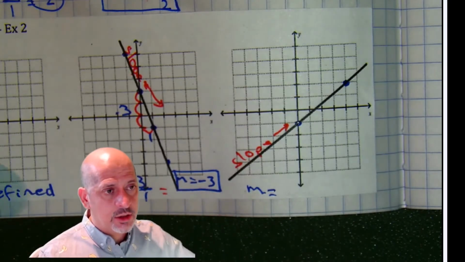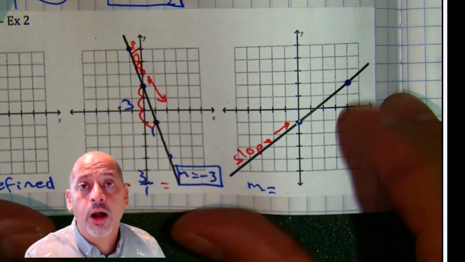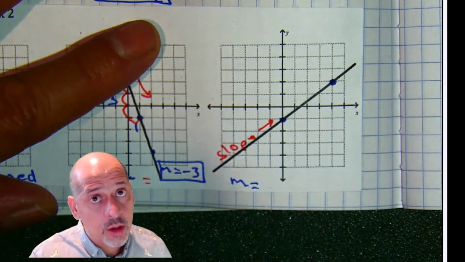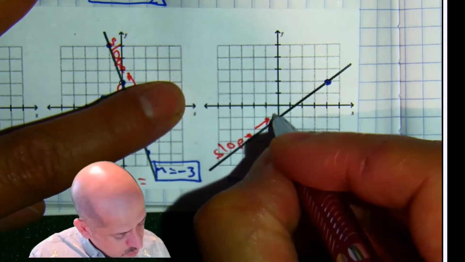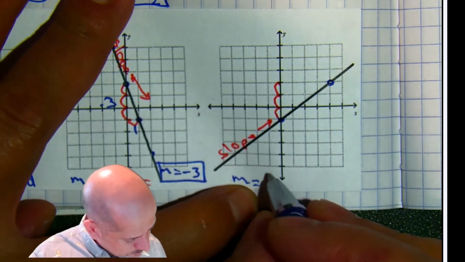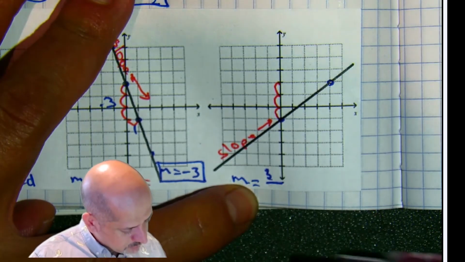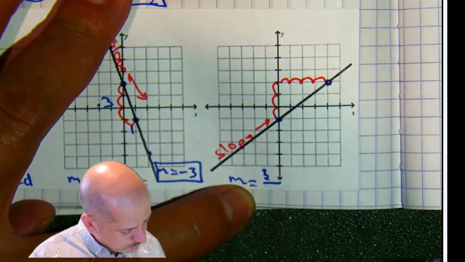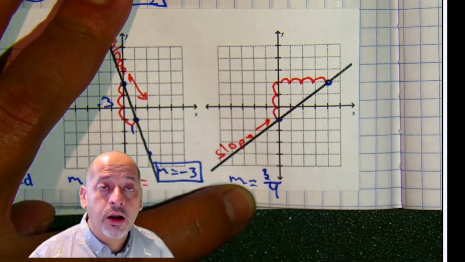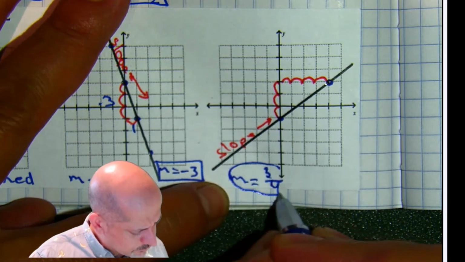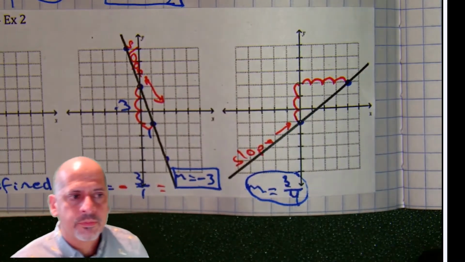So therefore, for my slope, how many times do I need to go up and how many times do I need to go to the right? Because it's positive, I'm going to have to go up 1, 2, 3, over 1, 2, 3, 4. And can I reduce 3 over 4? No. So in this case, it's just positive 3 over 4. Perfect.